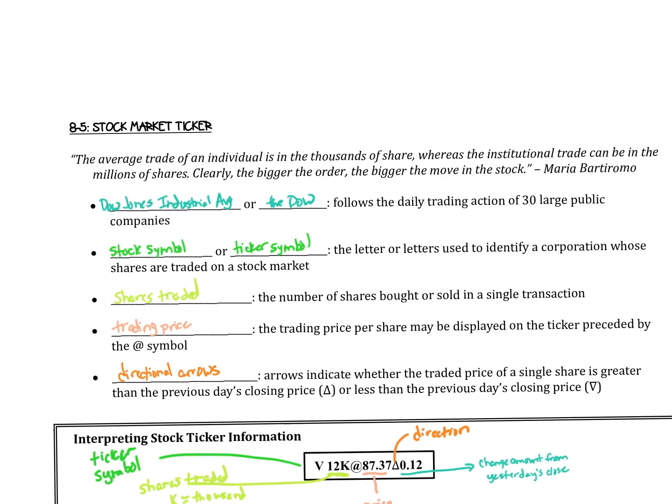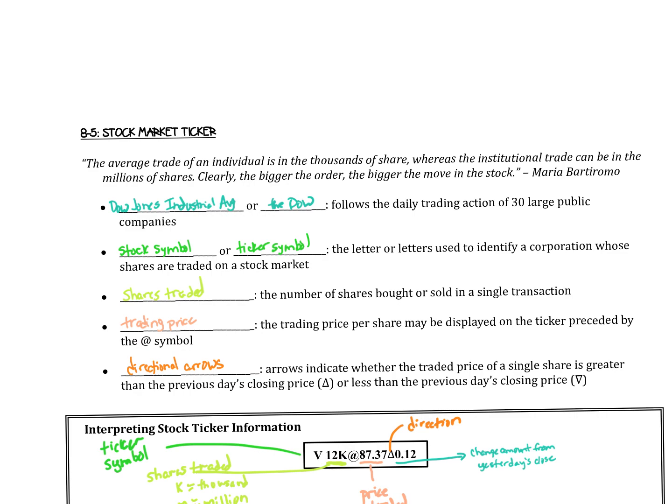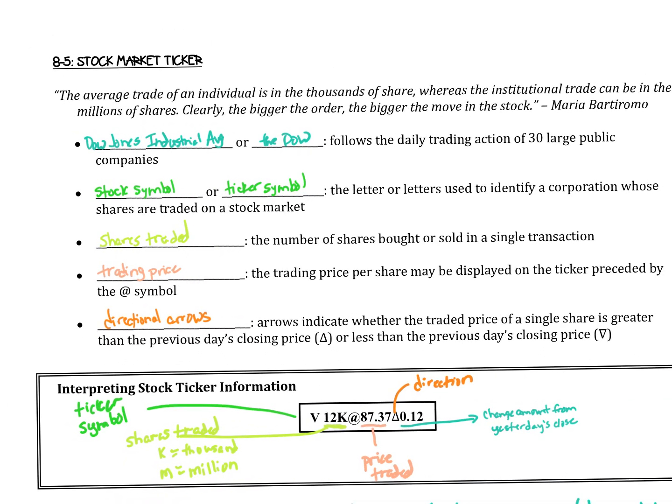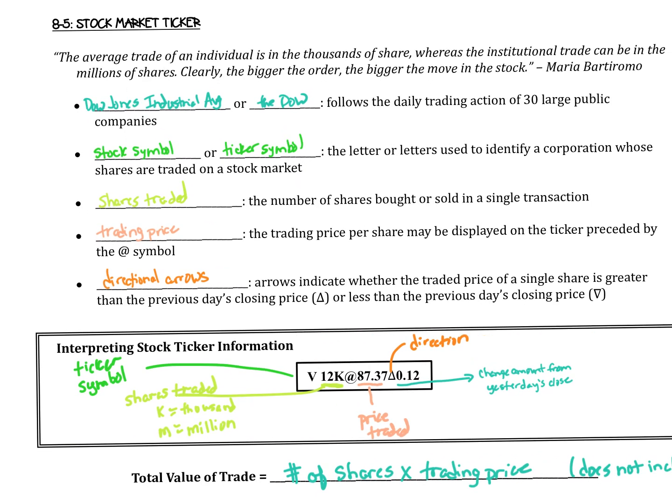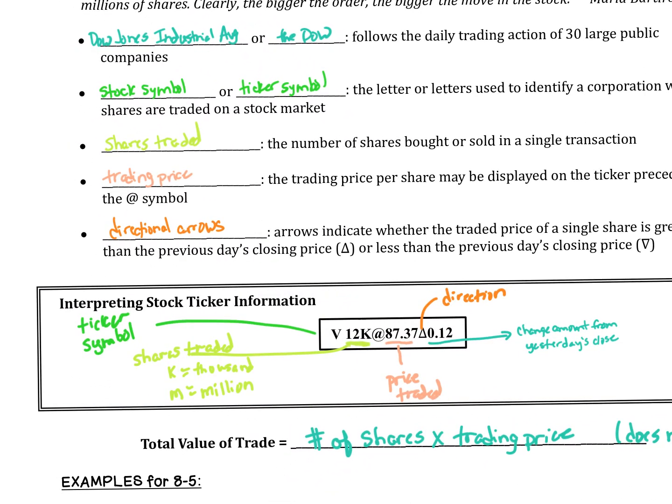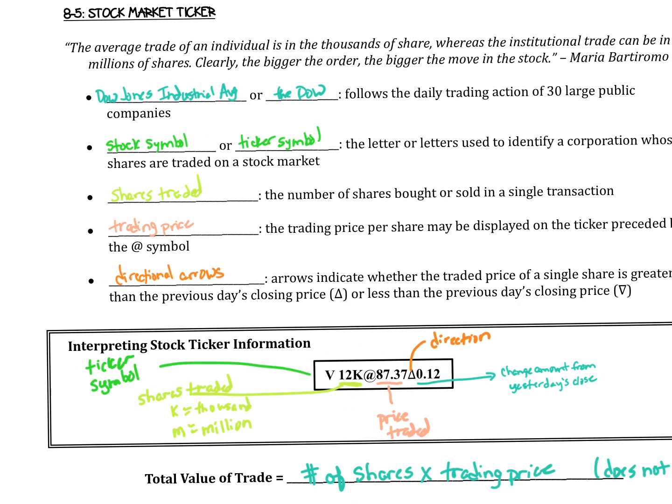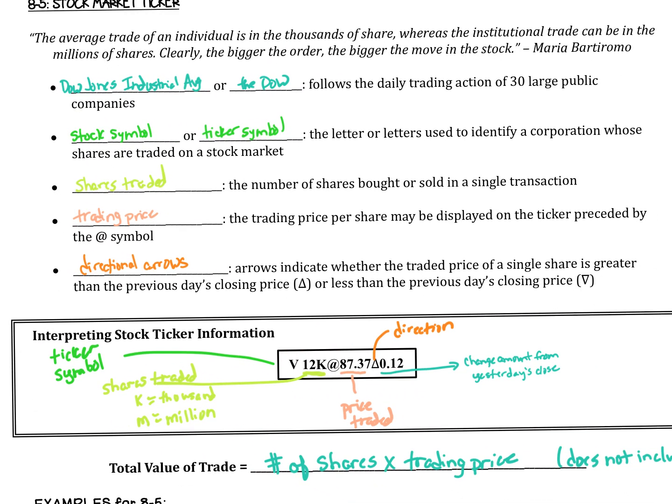So the Dow Jones Industrial Average, they follow the trading for 30 large public companies, just to get a trend as well. And what we are going to look at today is what all of this stuff means when you see those tickers going across the screen or on the internet. So that's what we're going to look at here. The letters that are used to identify a corporation, you guys should be familiar with that now with doing your research.